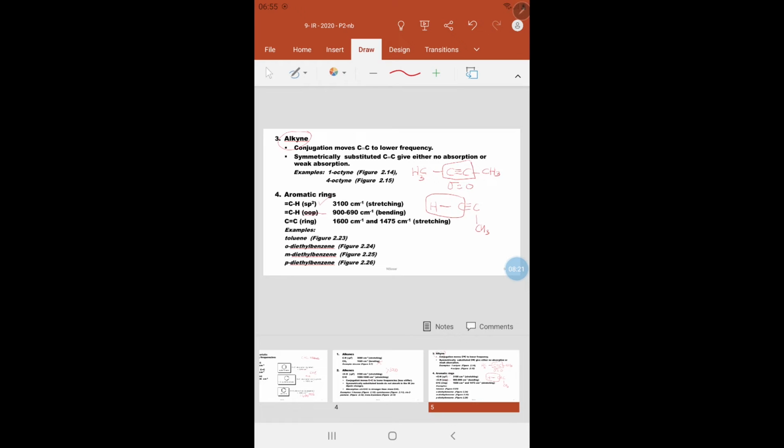And then the next thing that you need to list down is C double bond C for the aromatic, and remember, the word N here means that when you list down C double bond C aromatic, the frequency must be 1600 something and 1400 something. So these two differentiate between C double bond C alkene and C double bond C aromatic.